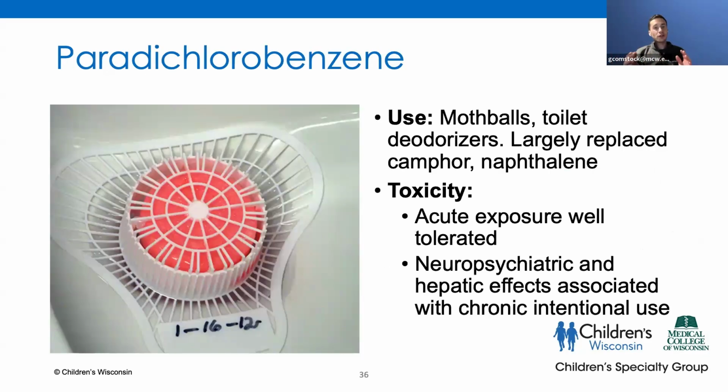The last one is frankly the most ubiquitous of the mothball compounds between the camphor, the naphthalene, and this one, paradichlorobenzene. It's going to be the thing that you see the most, and that's because it's the least toxic. So there's the least to say about it, frankly. It's largely replaced the other two for these deodorizer purposes. You'll see them in urinals, in diaper pails, whatever. Broadly speaking, it's tolerated really well. It's good news.